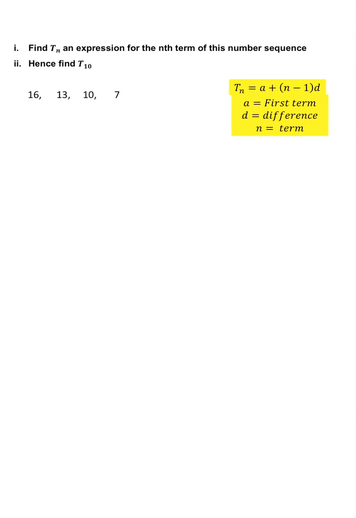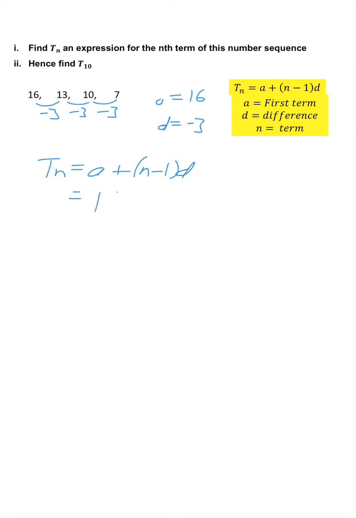Here we need to find Tn, an expression for the nth term of this number sequence. We can see the difference in this one is actually minus 3. So our difference is equal to minus 3, and A, our first term, is equal to 16. Let's write the formula. Tn is equal to A plus n minus 1 times D. So we'll have 16 plus n minus 1 times minus 3.